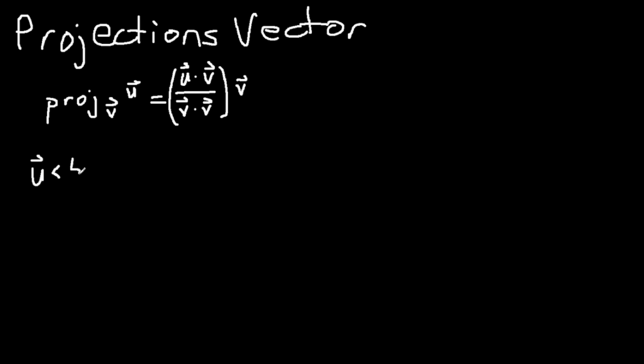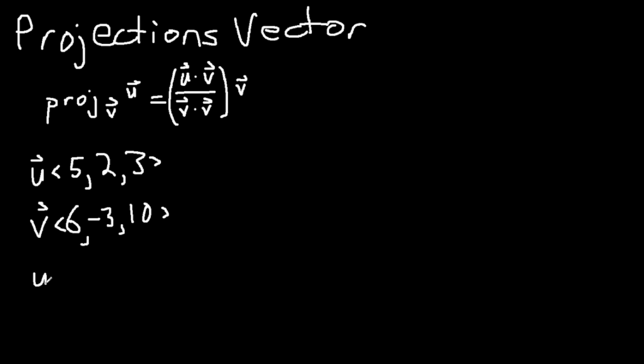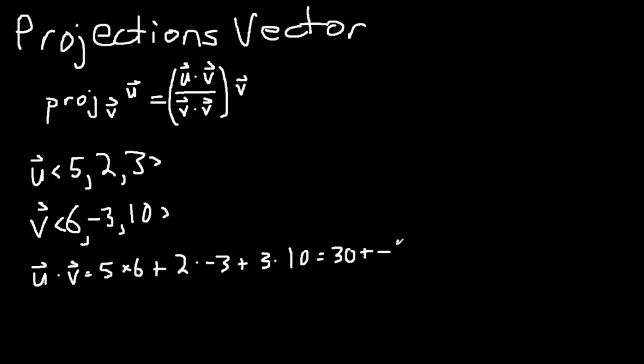U is 5, 2, and 3. And v is 6, -3, and 10 or something. Well, let's find the dot product first of u and v. That's the top of the formula here. So u dot v is equal to the corresponding points, 5 times 6 plus y values, these are corresponding points, 2 times negative 3 plus 3 times 10. All this is equal to 30 plus negative 6 plus 30, which is equal to 54.